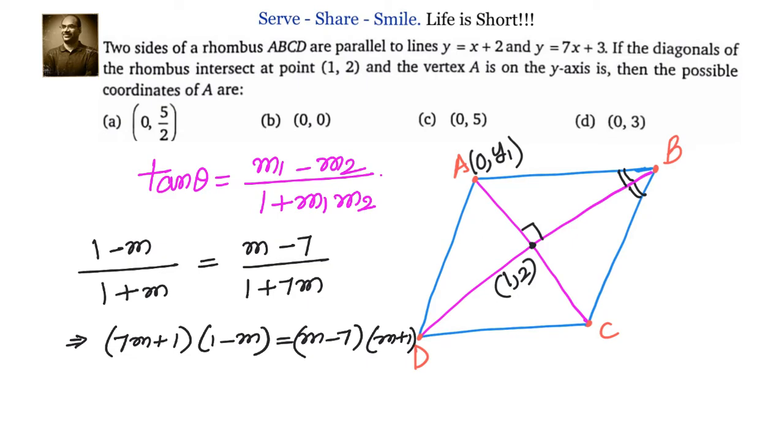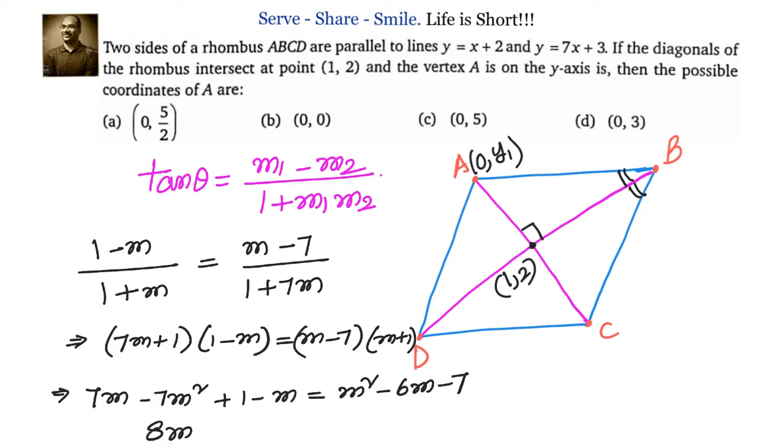Simplifying that, we'll have minus 7m square plus 1 minus m equals m square minus 6m minus 7. Simplifying, 8m square minus 12m minus 8 equals 0. We can divide by 4 and we get 2m square minus 3m minus 2 equals 0.